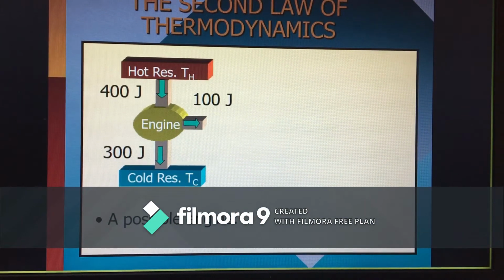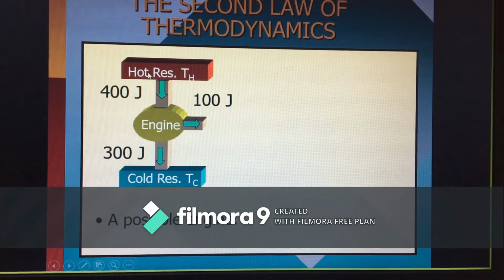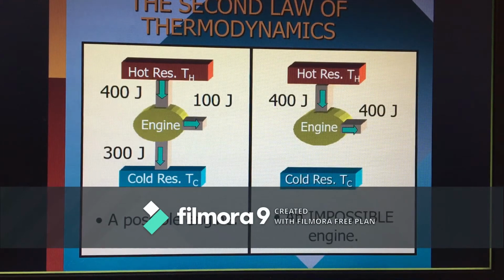Now, for example, we have here a possible engine, class. The hot reservoir produces, or absorbs, 400 joules, and 100 joules of work is done and 300 joules is wasted. If this is our setup, class, this is a possible engine, right? But if you have this, this is an impossible engine.